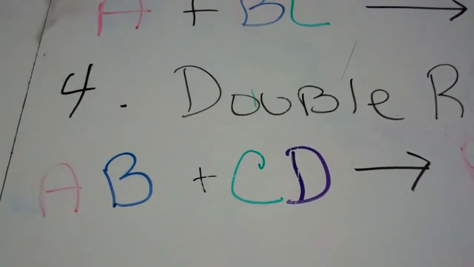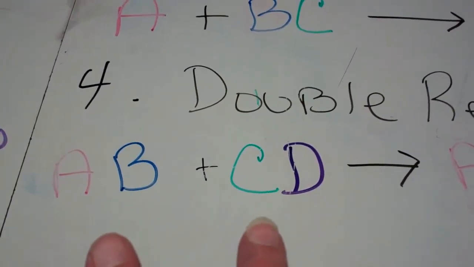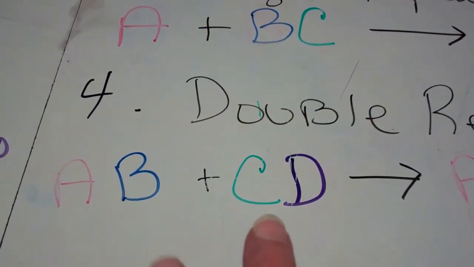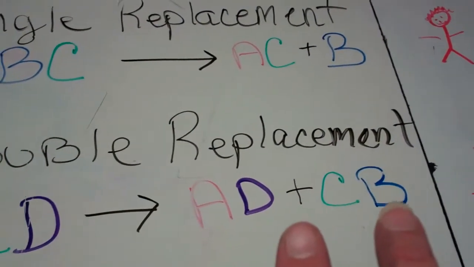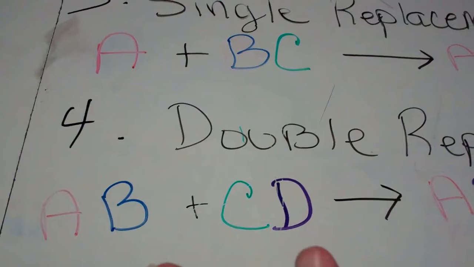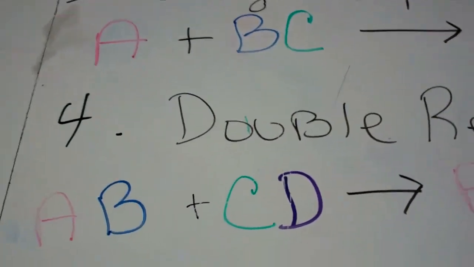Double replacement reaction is just that. It's when 2 things switch places. So typically one aspect of each compound is going to switch places with each other in the products. So again, they switch places with each other in the products. You'll notice the B and the D switch places.